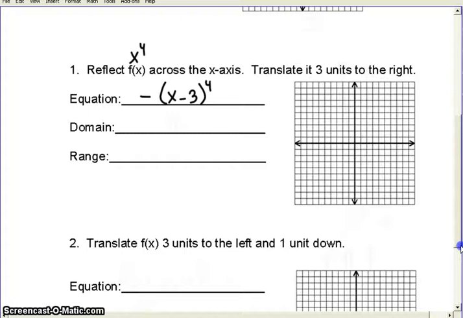All right, so to graph that, I'm going to start off with the parent function, and then I'm going to show you what it looks like reflected. If I flip it over and then move it over to the right 3, this is what it's going to look like. Notice the domain is all real numbers, and then the range is never going to go above 0, so y less than or equal to 0.